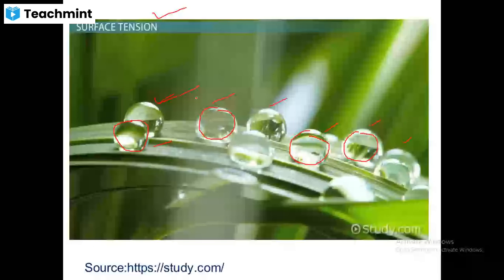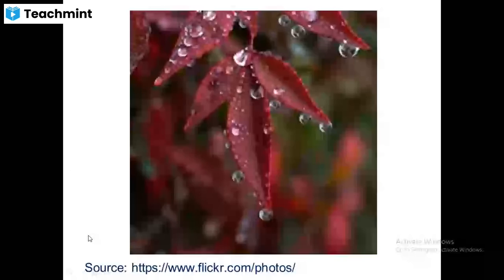If any of you have not observed these things, please do observe such things in nature. Very shortly the rainy season may start, and if somebody has not observed such things, please do observe it during the rainy season. So this is one classic example of surface tension in nature.